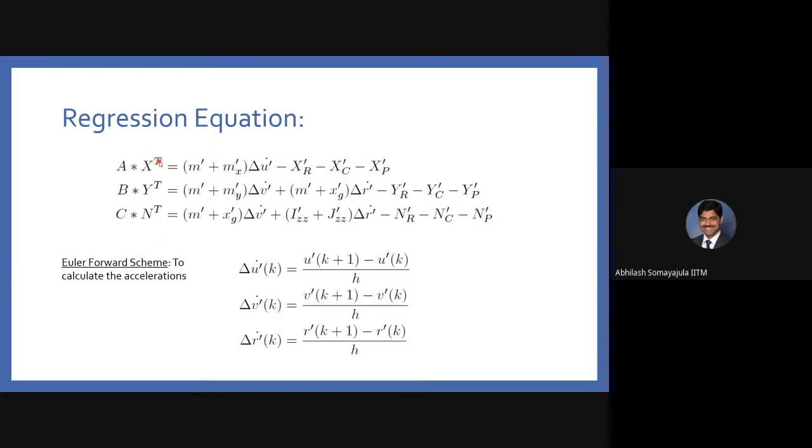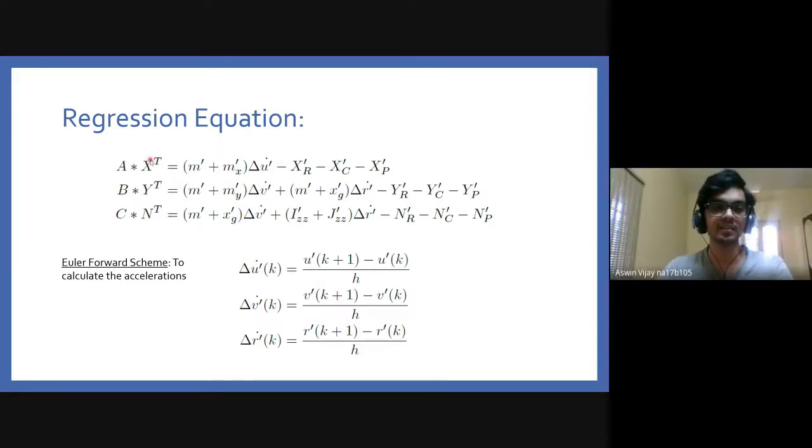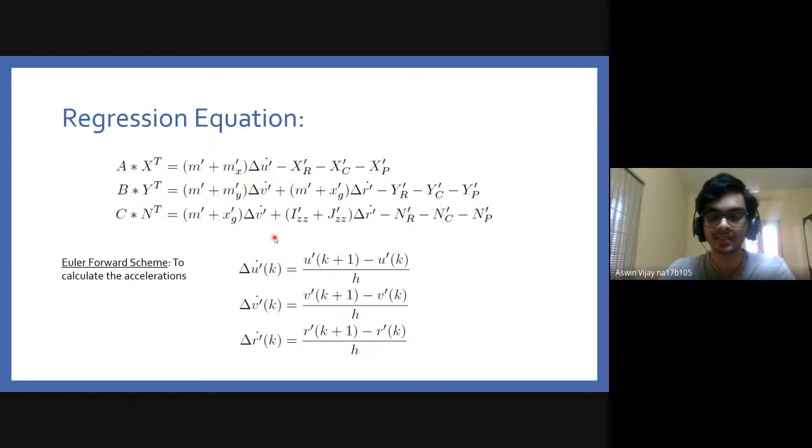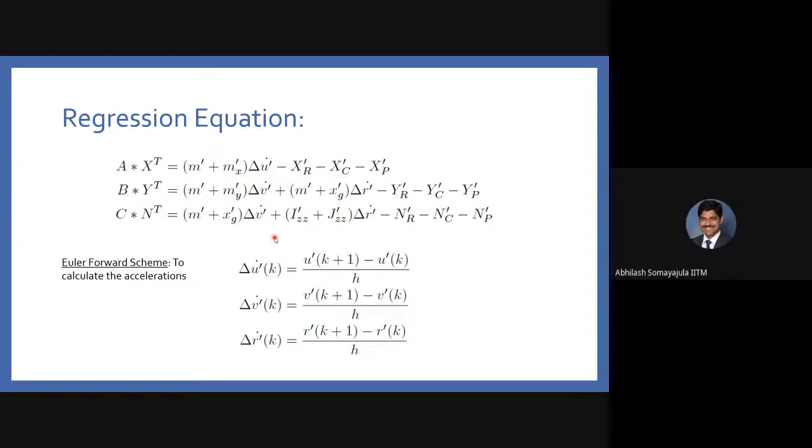So now everything on the right hand side is known, and we know A, B, and C. In the regression equation we just need to figure out what X, Y, N are by regressing through them. Okay. Someone was asking something. Any other questions?